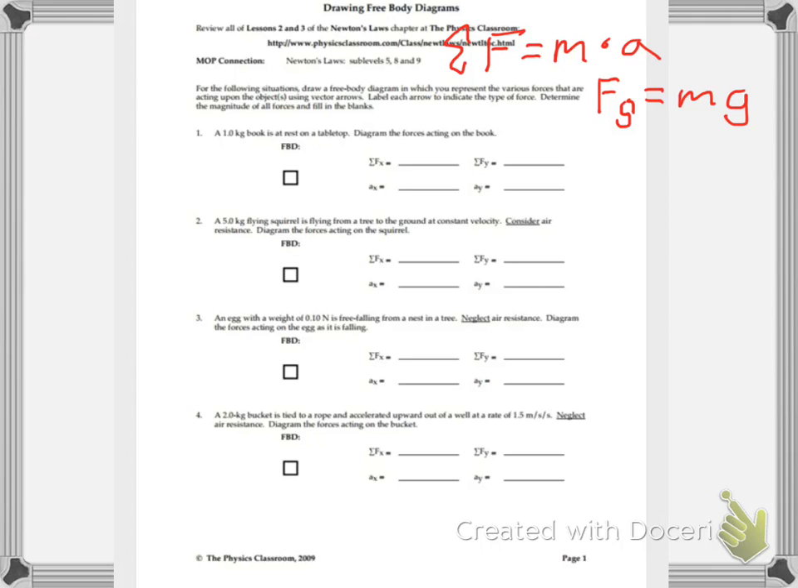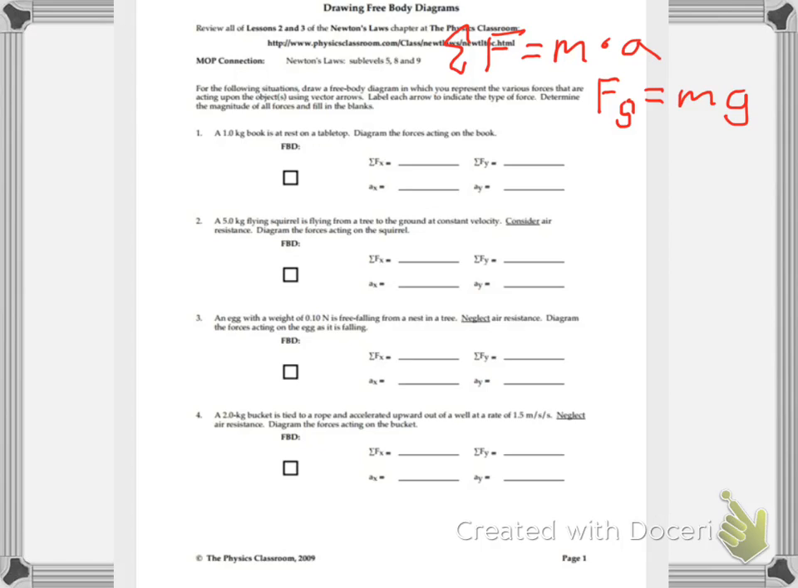To start each of these problems, the first step is to identify the mass. By identifying the mass, we can then do the sum of the forces. To identify mass, if it's not directly given in the problem, you will use the force due to gravity equation. Then we'll be able to use the sum of the forces.